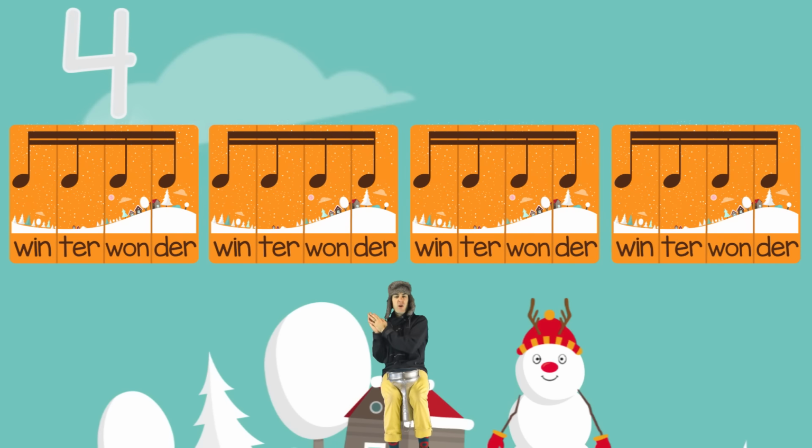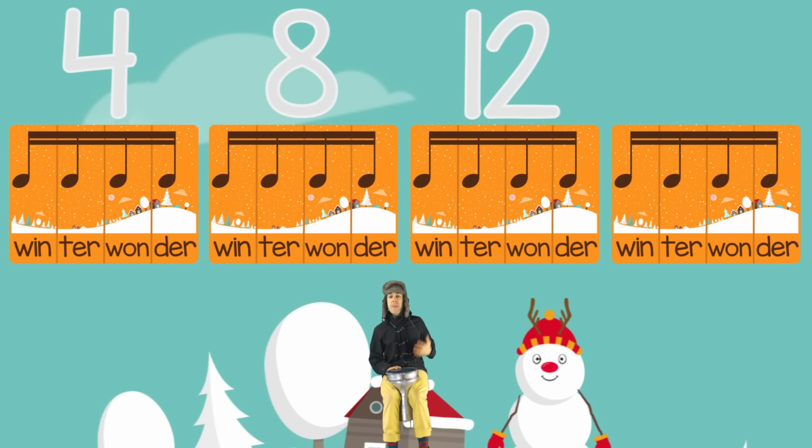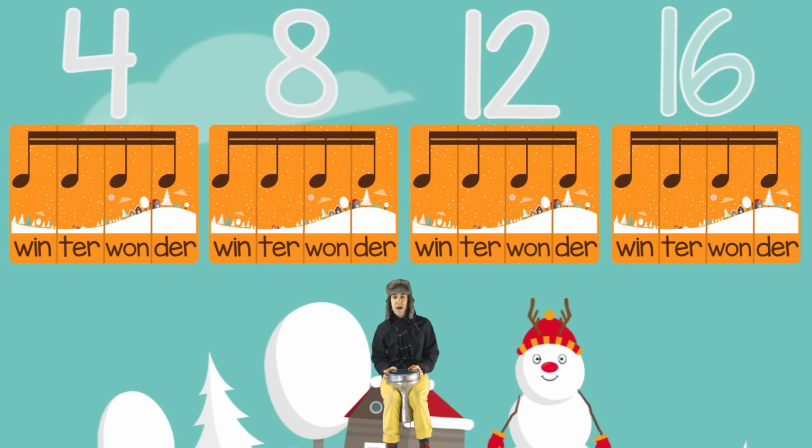1, 2, 3, 4 in the first group. Winter wonder. Then we had another group of four. So that'd be 1, 2, 3, 4. Then we have 5, 6, 7, 8. If we do that again, we get 9, 10, 11, 12. And then we do it one more time. 13, 14, 15, 16. When we have all of these winter wonders, we have 16 syllables. We're playing 16 little notes.